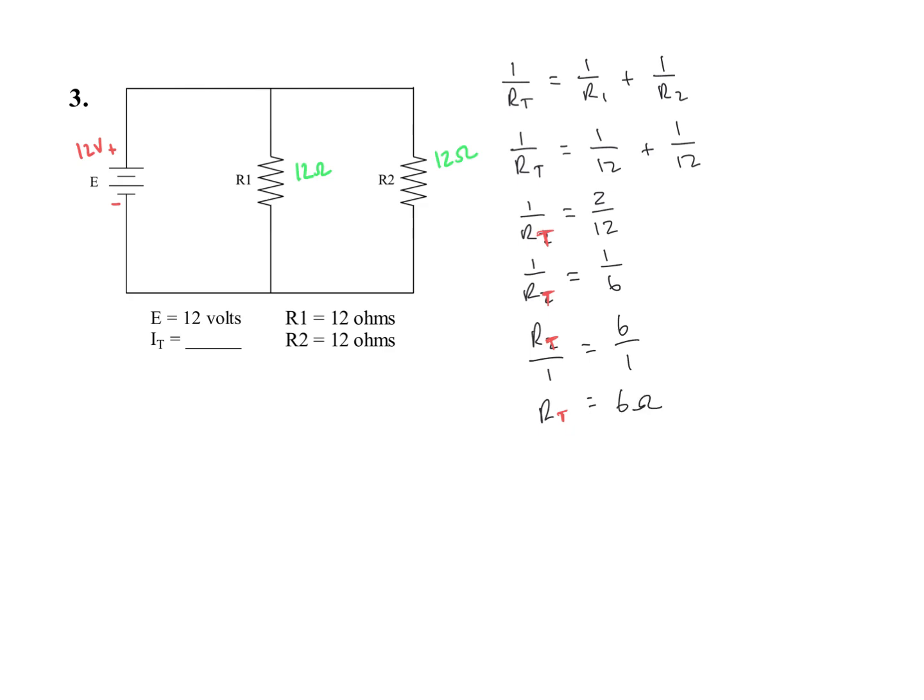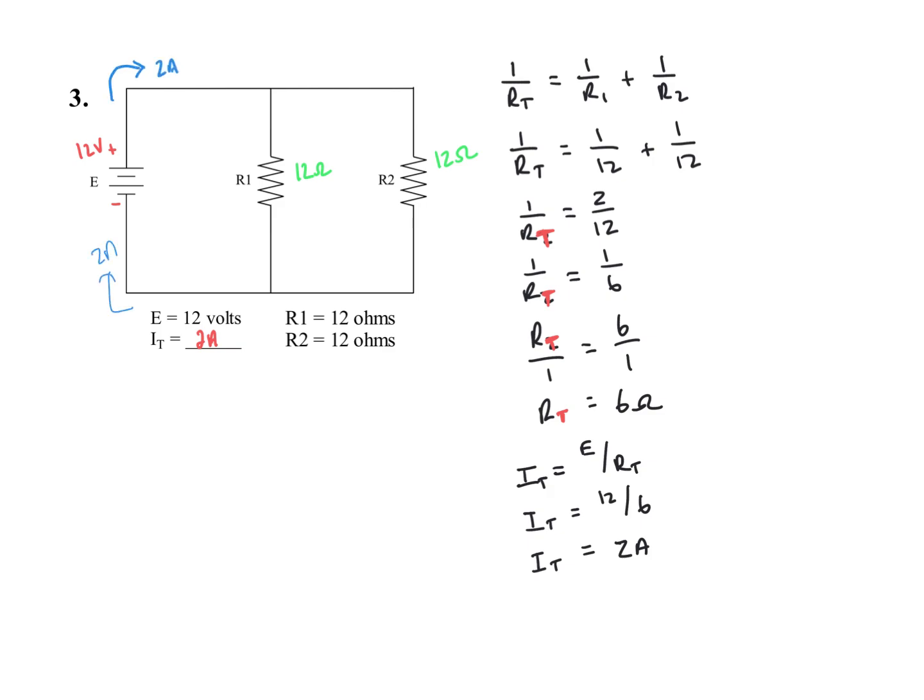Sorry about that. All right, so now once I know that, now I can solve for what I'm ultimately going after using Ohm's law. So my current is equal to voltage divided by resistance, or RT. So in this case, IT is equal to 12 divided by 6, which means that my current is 2 amps. 2 amps coming out of that battery, 2 amps coming back to it.